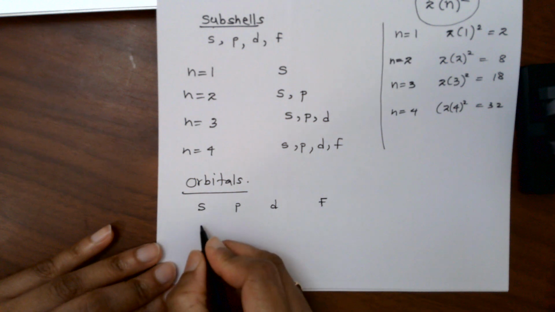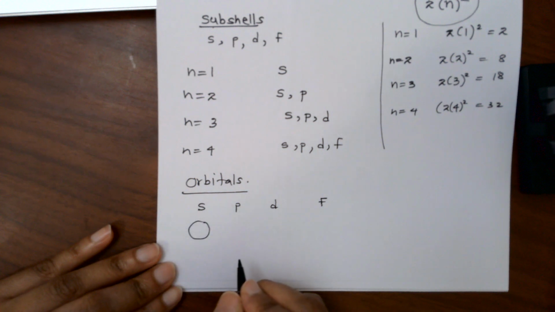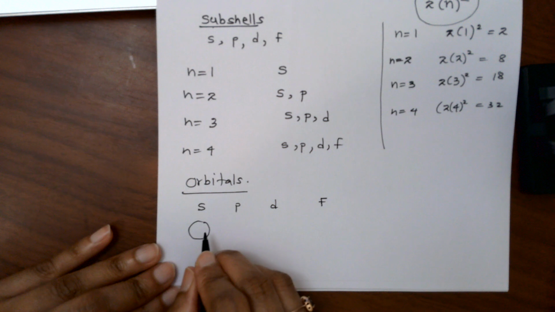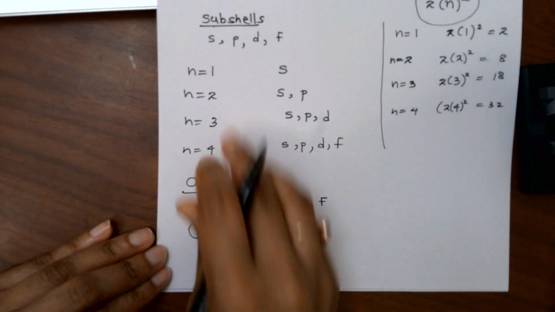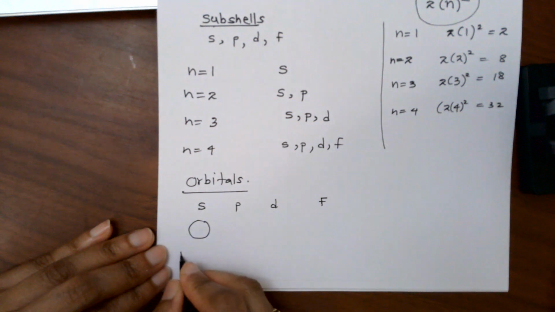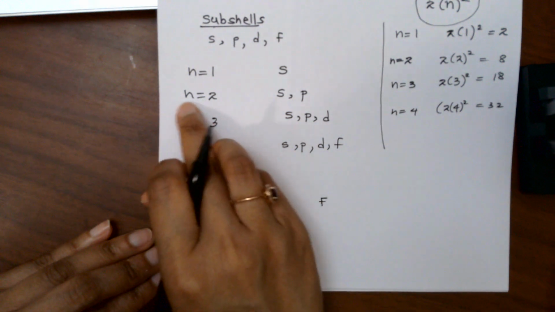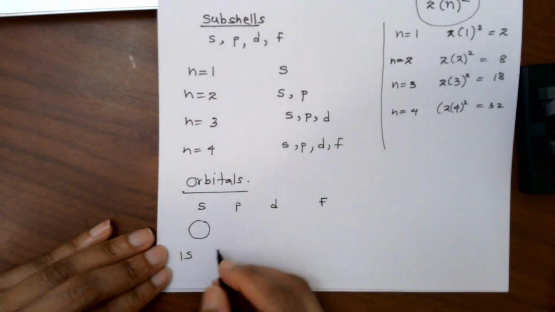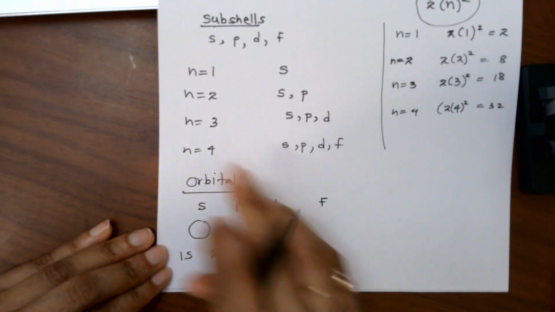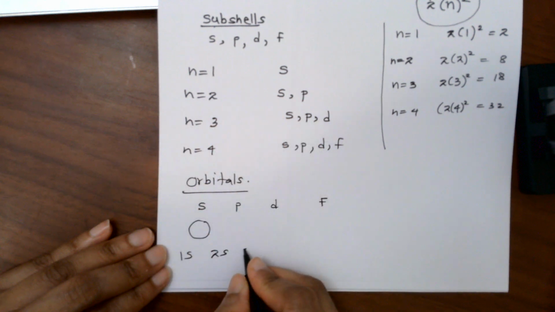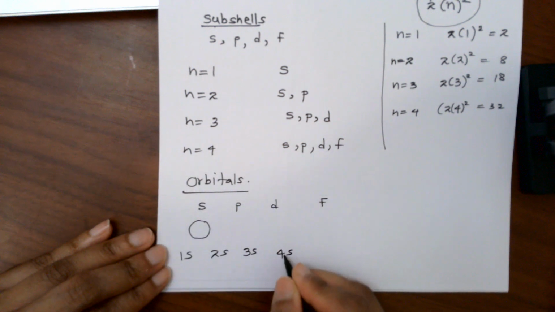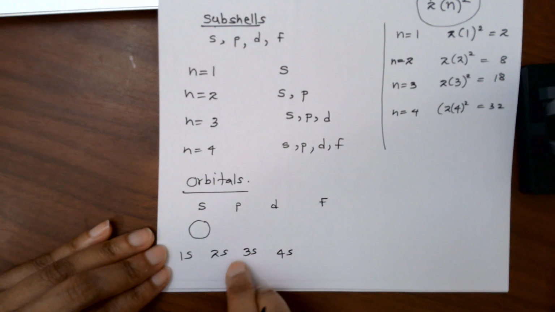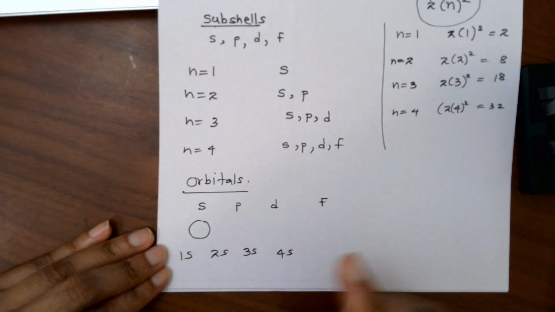The s orbital is spherical in shape, like a sphere. If we consider the s orbital in the n equals 1 level, we call it 1s. In the n equals 2 level, the s orbital we call 2s. In the n equals 3 level, we call it 3s. And in the n equals 4 level, we call it 4s. This s belongs to 4, this s belongs to 3, this s belongs to 2, and so on.